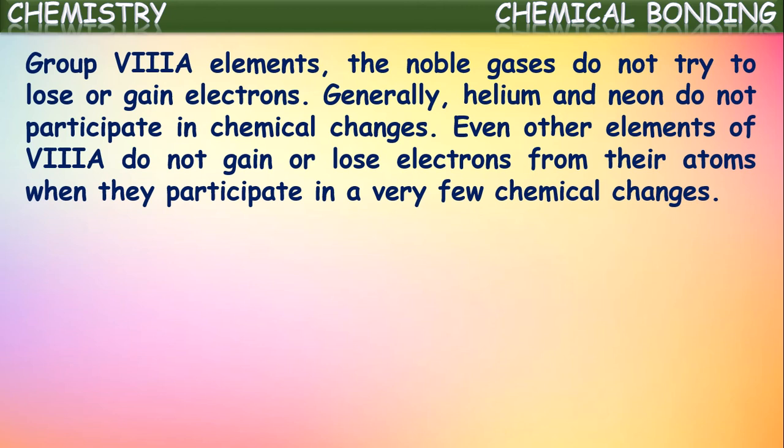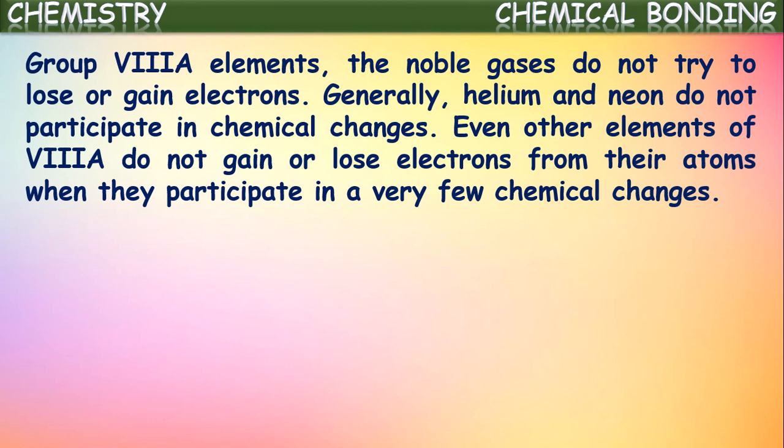Generally, helium and neon do not participate in chemical changes at all. Actually, we say these noble gases do not participate in chemical reactions at normal conditions, but by altering the conditions to a high range, the heavier elements among them, like xenon, may participate in chemical bonding at abnormal conditions. In other elements of the VIIIA group also, they do not gain or lose electrons from their atoms, and participate in very few chemical changes. Some of these VIIIA group elements at certain different conditions may participate in chemical changes.